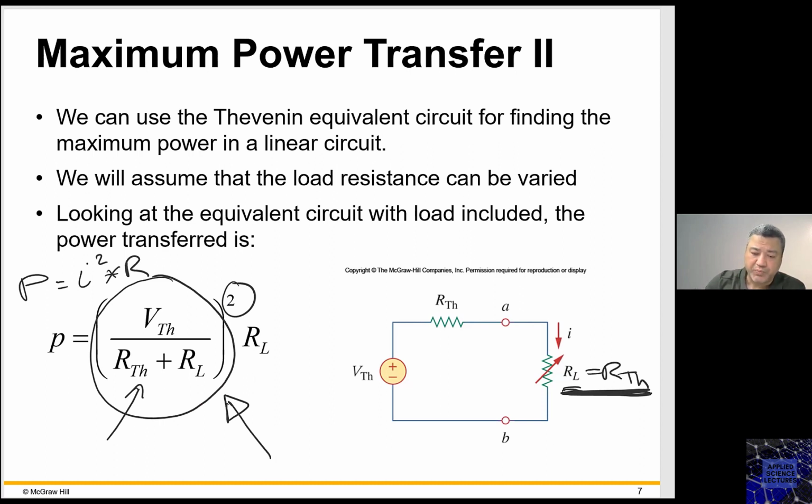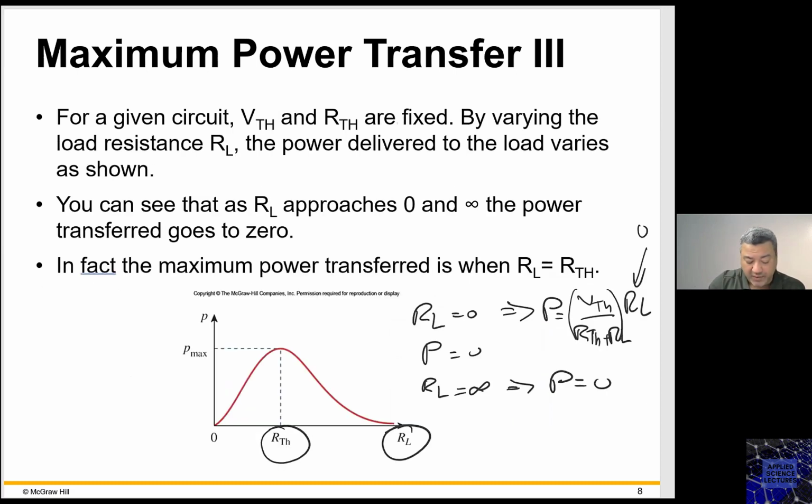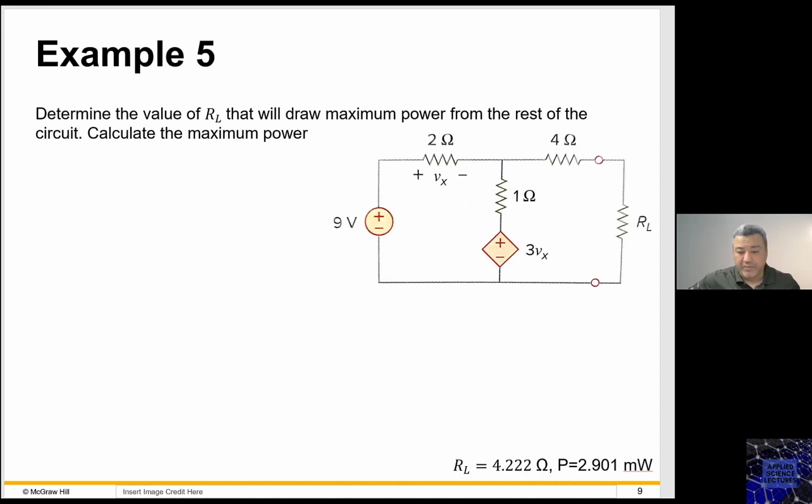You will find that the slope would be 0 when RL equals R Thevenin. This is the point: when RL equals R Thevenin, you get a slope of 0, which means this is the maximum point for the power. Okay, so now let's see an example of how to calculate this maximum power transfer to the load and how to pick this load.